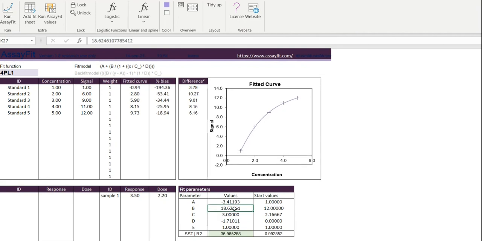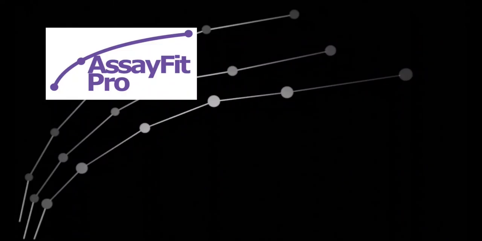AssayFit Pro performs both the curve fitting and calculation of unknown values. In the next videos, we will explain more in detail how AssayFit Pro can be used.